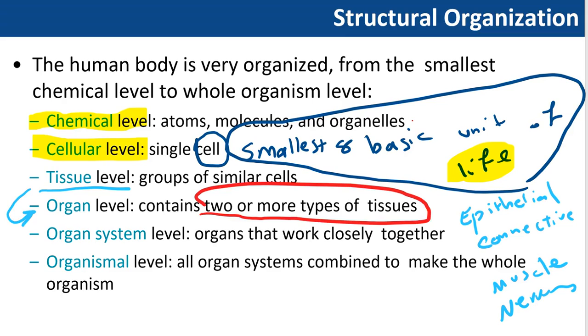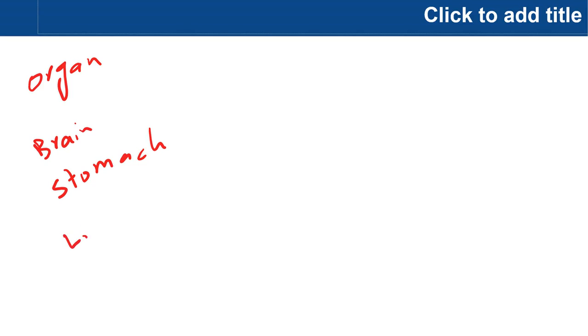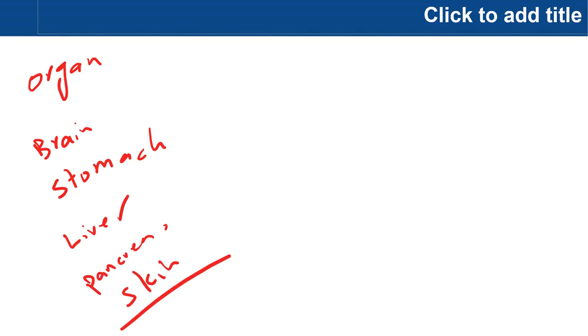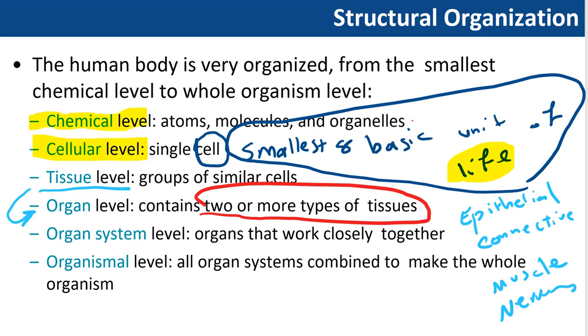The next level is the organ level, which contains two or more types of tissue. Examples of organs are the brain, your stomach, your liver, your pancreas, and even your skin is an organ, because they are composed of two or more types of tissue.